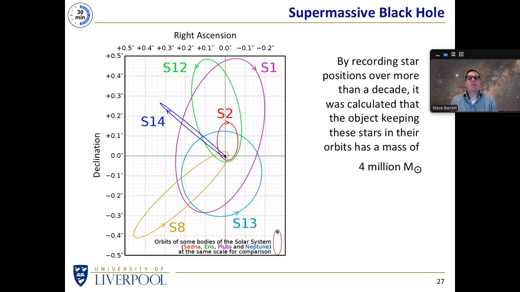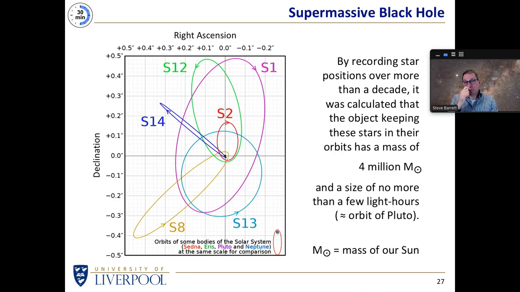The symbol there on the right, capital M, circle dot, is just a shorthand for the mass of our Sun. There's nothing special about the mass of our Sun, it's just a more convenient unit to use than to talk in kilograms or tons, for instance. So, it's a very massive object, but it's also a very small object. If it was any larger, these stars would be colliding with it. So it's 4 million times the mass of our Sun, but it must be smaller than our solar system. And it's been deduced that this must be a so-called supermassive black hole.